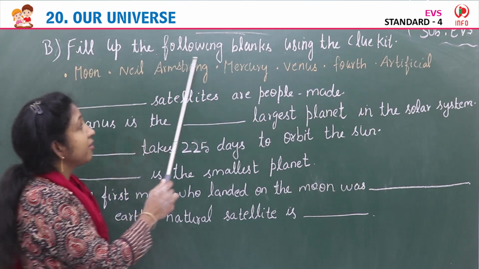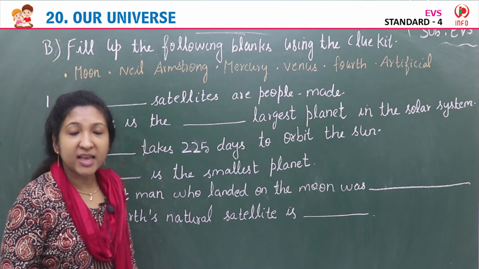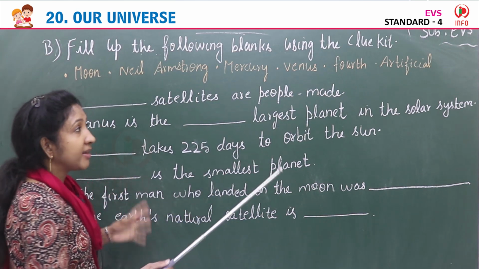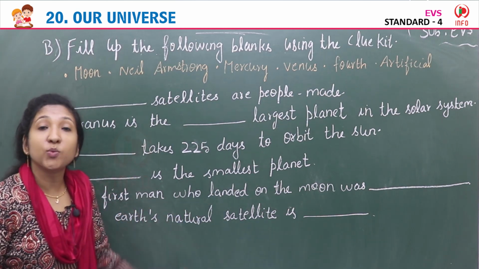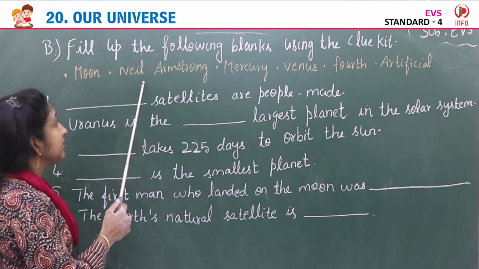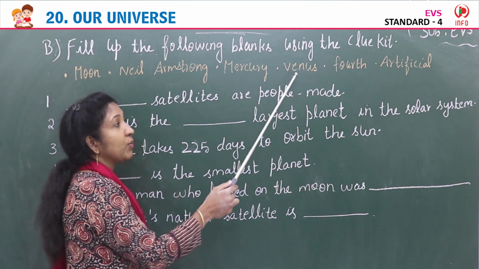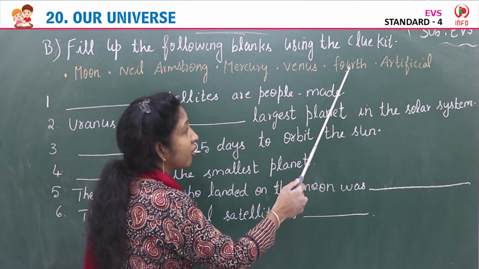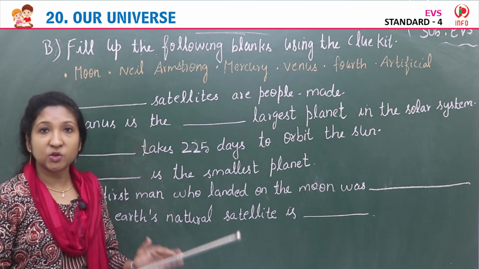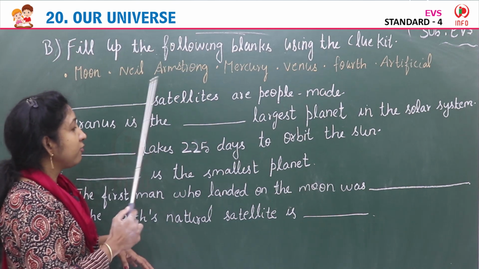Children, our next exercise, exercise B. Fill up the following blanks using the clue kit. So there is a clue kit given. It has some words. Using those words, you have to fill up the blanks. Let us see which words are given in the clue kit. Moon, Neil Armstrong, Mercury, Venus, 4th, artificial. These are the words given in the clue kit. With the help of these words, you have to fill in the blanks.